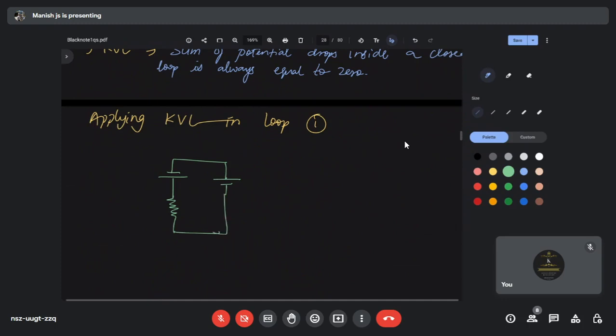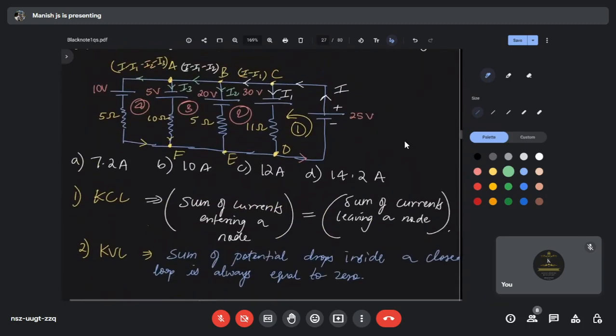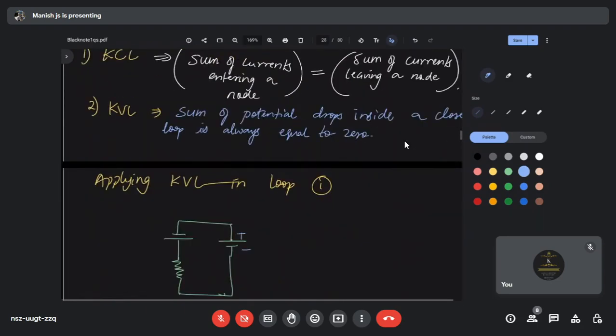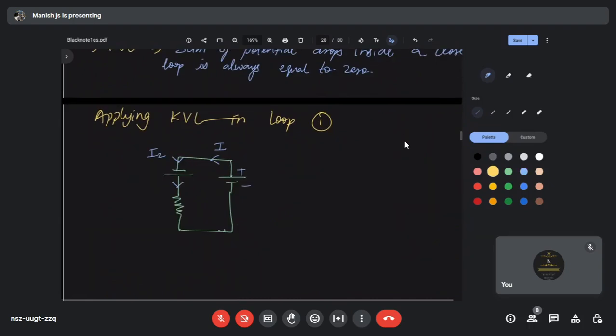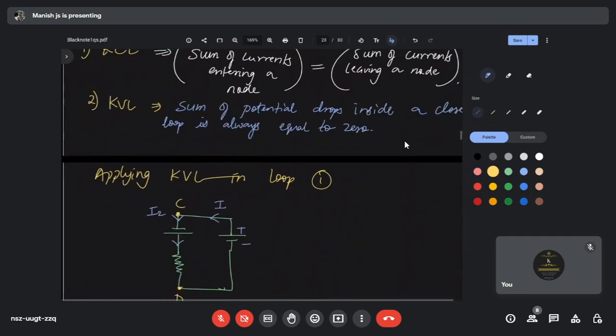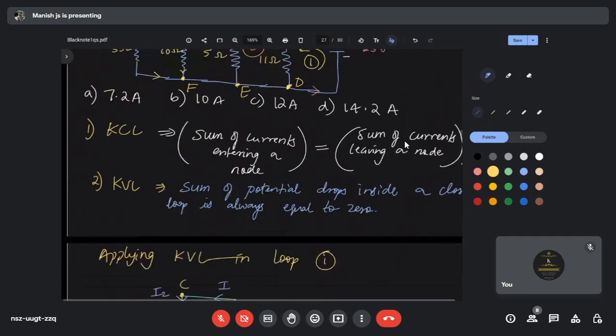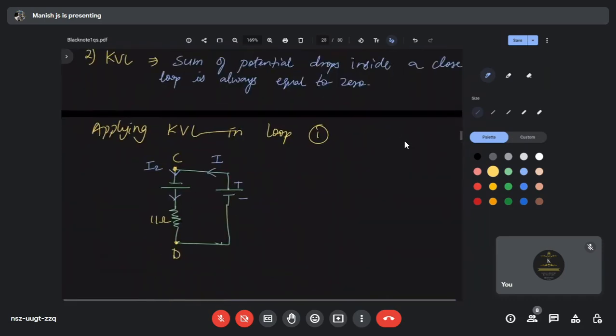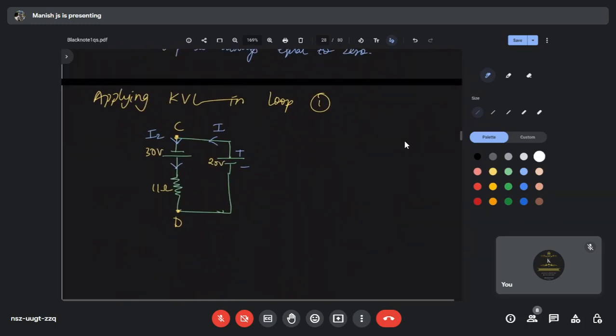So this is the loop, and what are the currents, that also I am going to show. Here the current is I. Here the current was I2, isn't it? After it branched from that point C. Suppose this point is D. Now we are applying the loop law. The values I am putting: this is 11 ohms, and there are 30 volt and 25 volt cells. Okay? So for this we are applying the loop law.